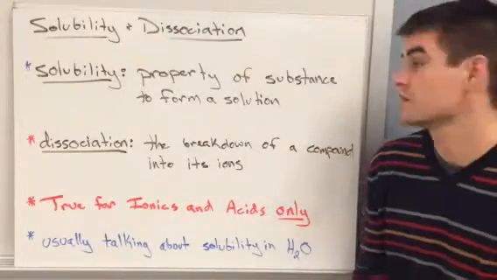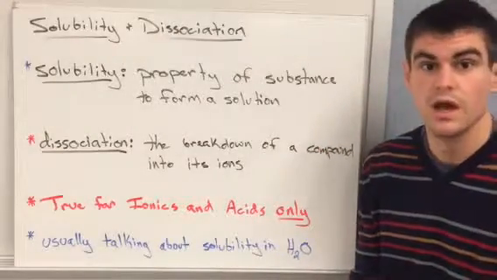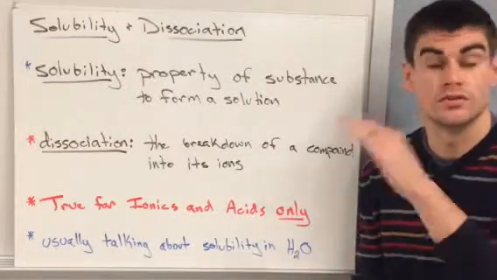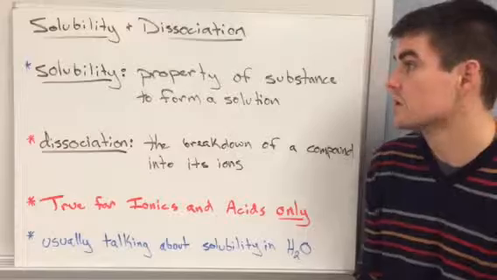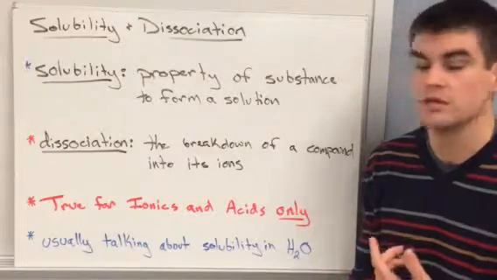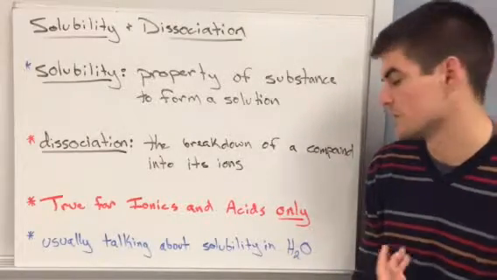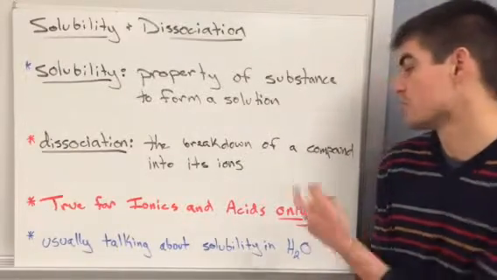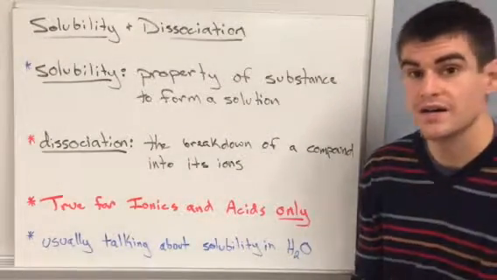So solubility is the property of a substance to form a solution. A solution is something that looks identical from top to bottom, that is a mixture. Here we're talking about solubility in water, which is what we're going to focus on. And then dissociation is the breakdown of a compound into its ions.